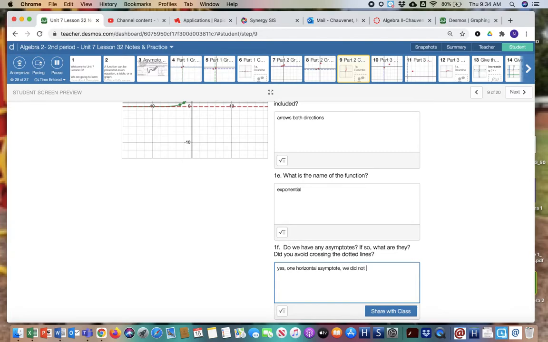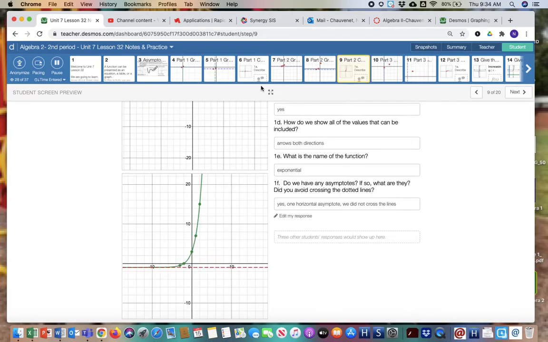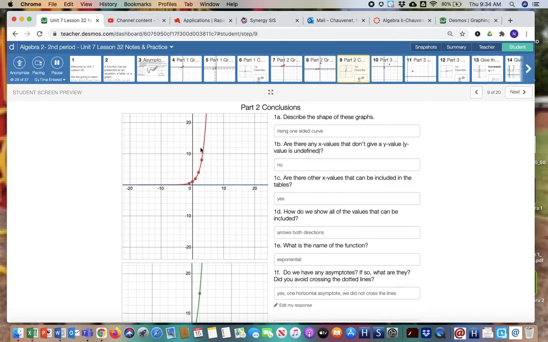We did not cross the lines. Okay? Alright, so there's our first two. So we had the rational graph, which had the two parts to it. Okay, the double-sided curve. And then here, we have the exponential graph, so it's this one-sided rising curve, right?